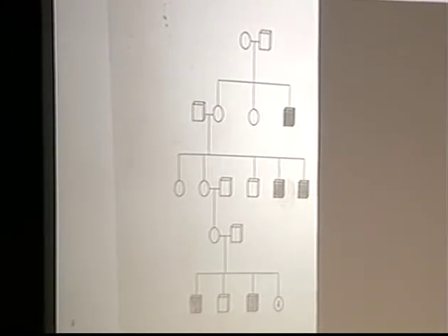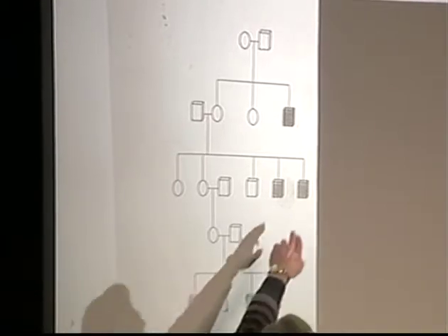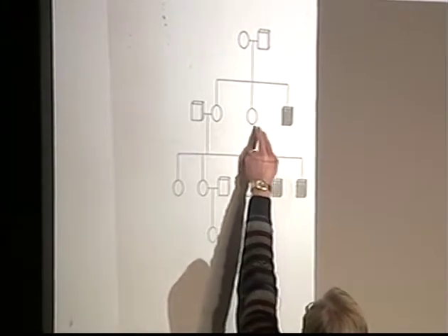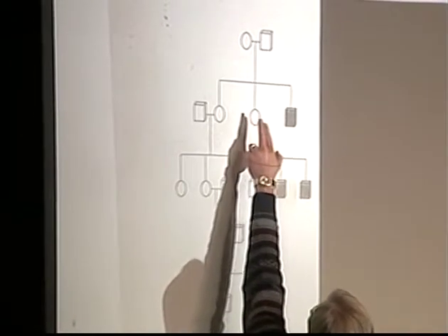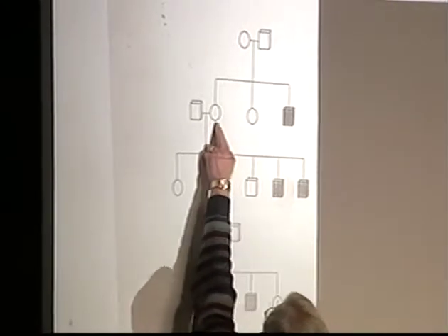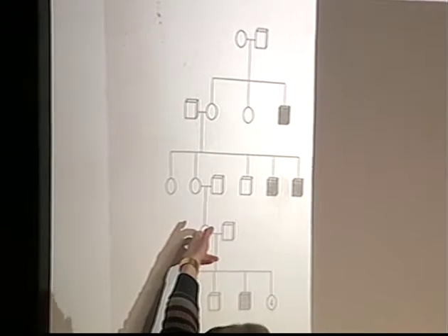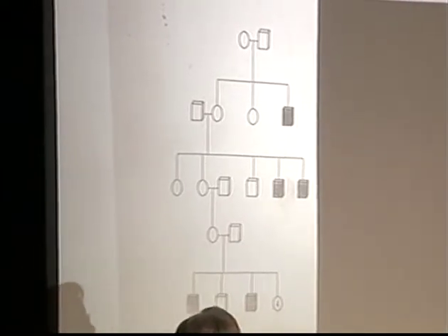Also, we see a sort of carrier situation. This individual up here in the second generation is affected. Therefore, his mother must be a carrier. Her daughter is a carrier here. This daughter is a carrier. This daughter is a carrier. And bingo, they have two affected sons.